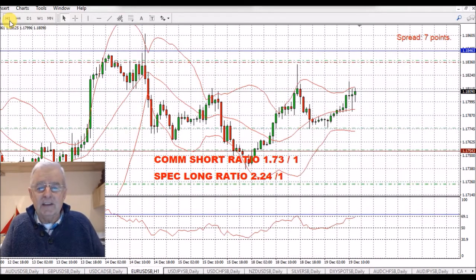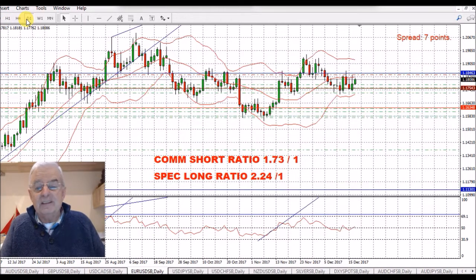Let's just have a quick look on the hourly chart. It's not really doing anything. It's just a bit sideways at the moment. We'll see where that goes later on today.